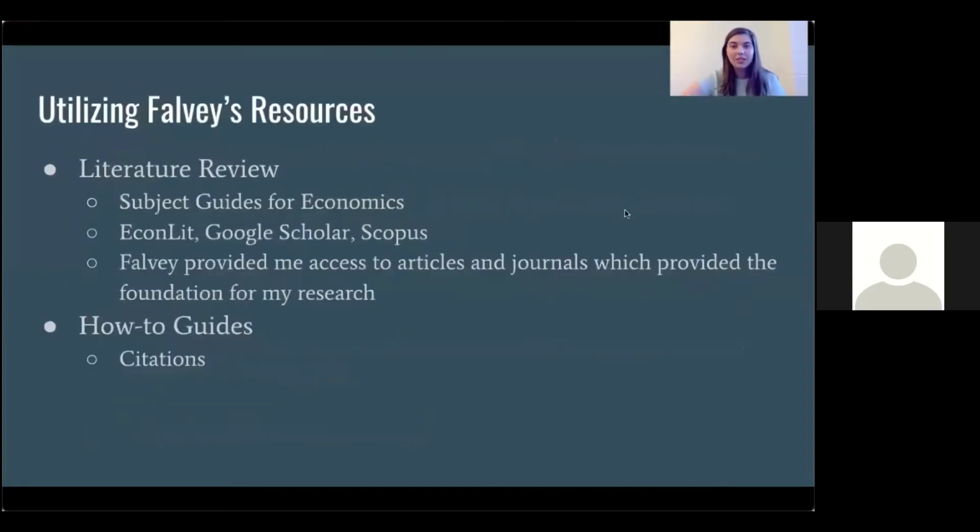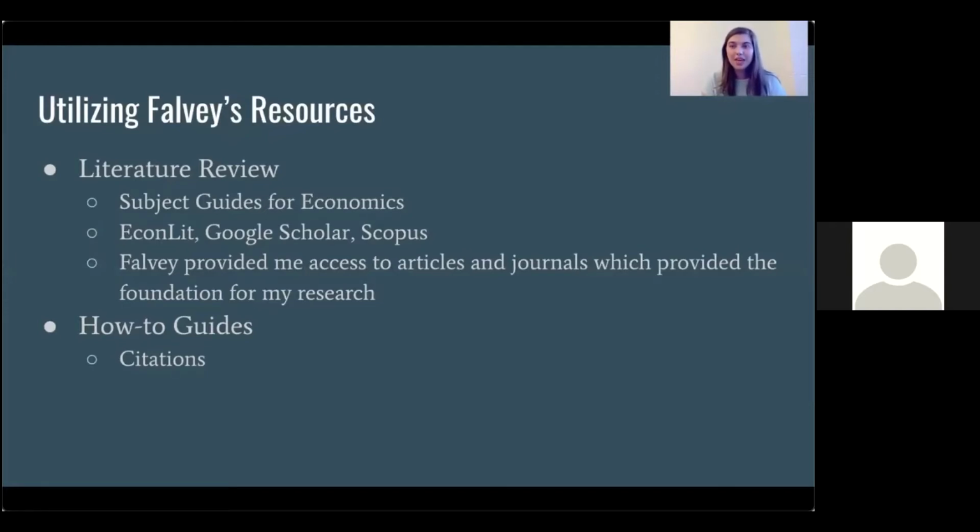Now I'd like to talk about how I used Falvey's Resources. I mainly used Falvey's Resources for the literature review section of my paper. On Falvey's website, they have very helpful subject guides by different majors. So I used the subject guide for economics. This provided me access to databases, some of which I had never heard of before. When I was starting my project and I didn't know where to start to look for papers for my background, this was so helpful to me as I was trying to learn more about my topic.